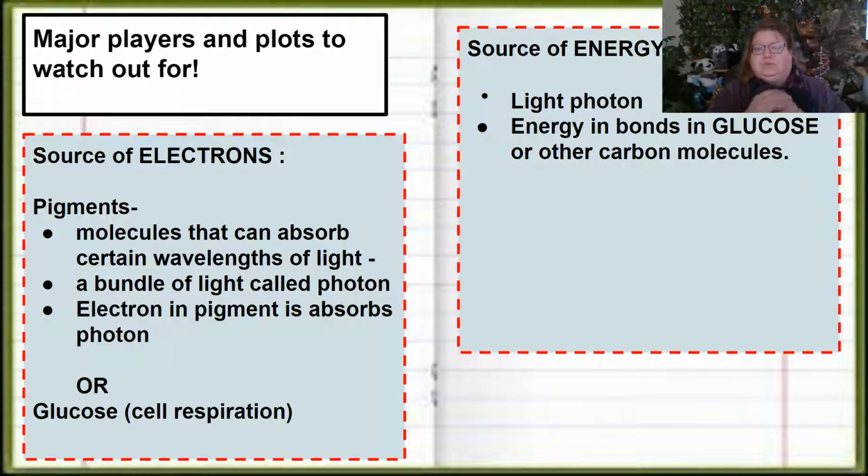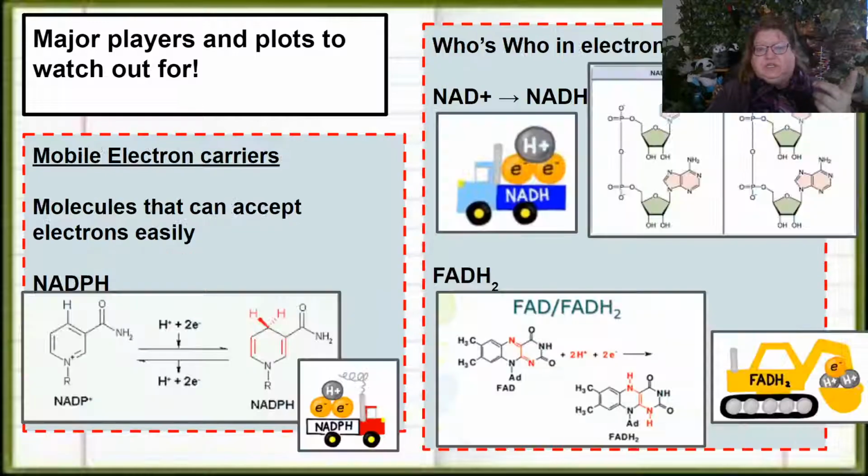Now, when we get to cell respiration, we're going to learn that glucose would be our source of high energy electrons. But we'll get to that later. But the first thing we're going to look at would be pigments. So they're going to be our source of electrons that absorb the light. Now, the source of energy would be, in the case of photosynthesis, the light photon. When we get to cell respiration, the source of energy would be in the bonds of glucose or other carbon molecules. So electrons, and then the source of energy.